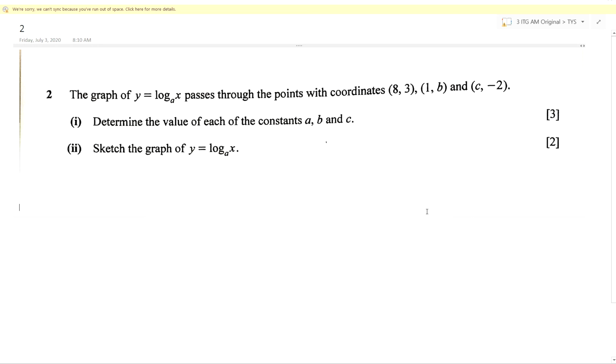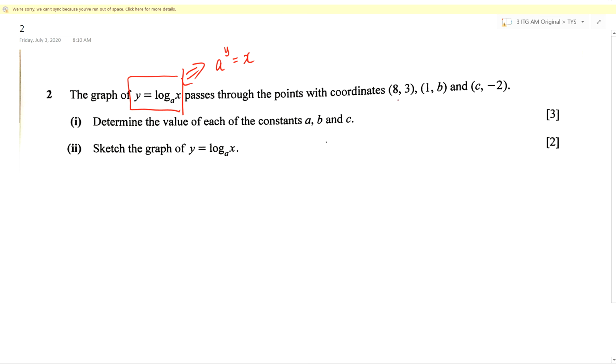The graph of y equals log a x. Do you understand what y equals log a x means? We can convert it to a form that we are more familiar with: a to the power of y equals x. We are naturally more okay with powers than logarithms. But as long as you see that they are directly related to each other by this conversion, you should be able to do some more questions already.